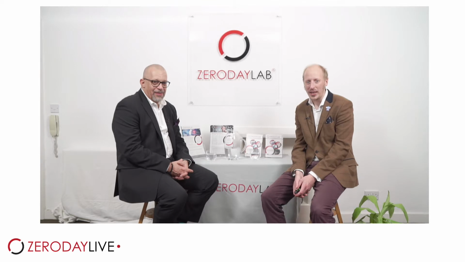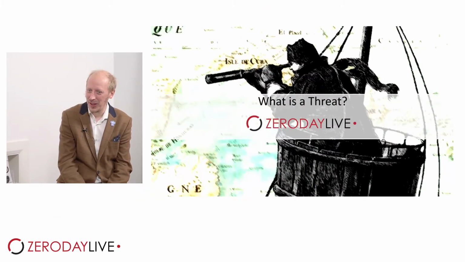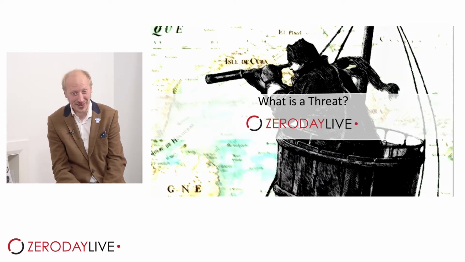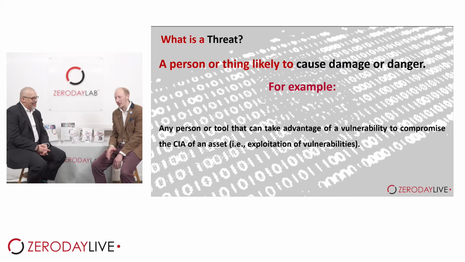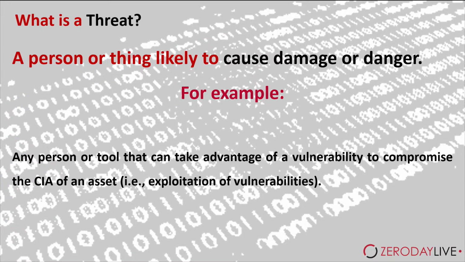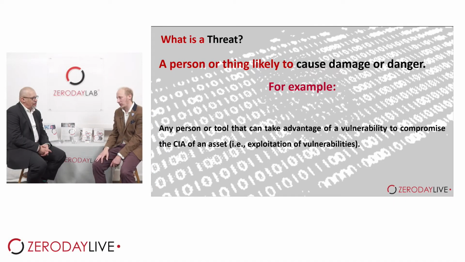So, I guess we should probably say, well, what is a threat? Because everyone goes, oh, threats, risks, vulnerabilities, aren't they all the same? Well, they're definitely not. The definition of a threat, and there's a couple of definitions we use here, is a person or a thing or a service, whatever it may be, that's likely to cause damage or danger. For example, any person or tool that can take advantage of a vulnerability to compromise the confidentiality, integrity, or availability of an asset.